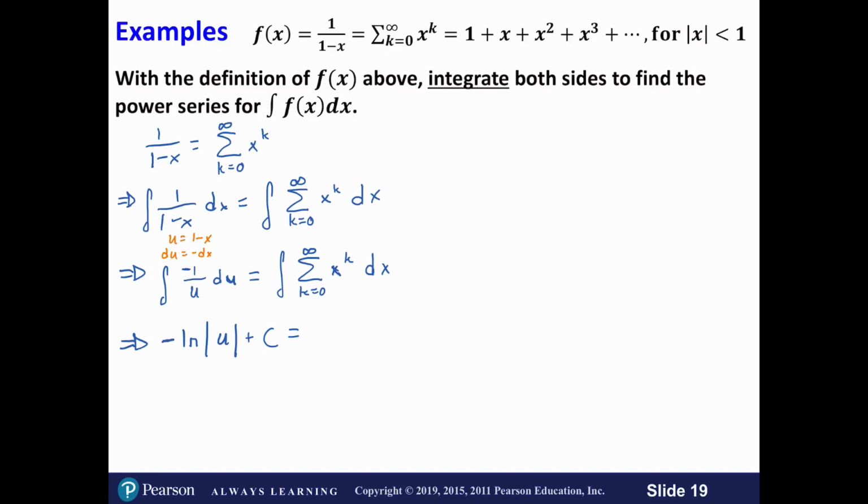On the right-hand side, we can switch the integral and the sum. Remember that the sum of integrals is the same as the integral of the sums. So if you have the integral of a bunch of terms, you can just take the integral of each piece individually. This can be rewritten as the sum from k equals 0 to infinity of the integral of x to the k dx. Over here on the left-hand side, the negative natural log of u we can rewrite as 1 minus x.